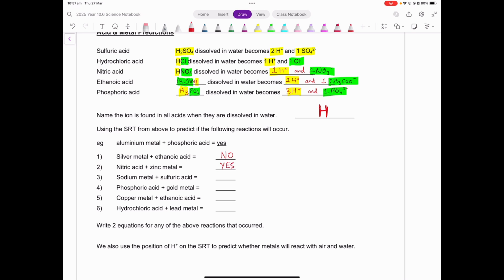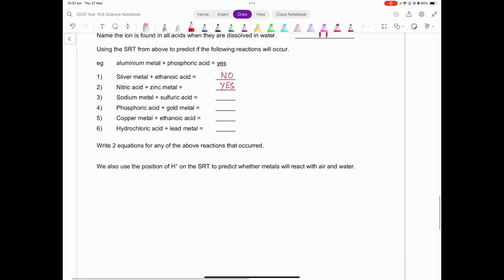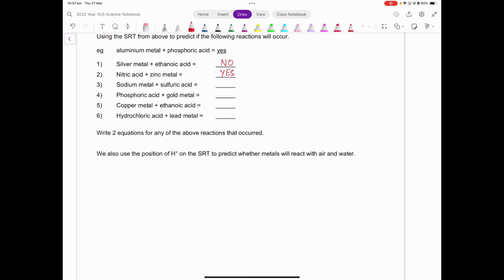Now, what we're going to do is I'm going to scroll down a little bit here, and I'm going to write 2 equations. You know what? We're just going to write one in the interest of time. And the equation that we're going to write is going to be for number 2. So I'm going to start. Nitric acid plus zinc metal produces something that we'll talk about in a second.